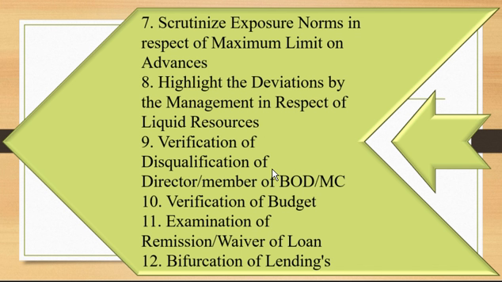Next is examination of remission or waiver of loan. Examine whether any remission or waiver of loan was granted to the borrower during the period under audit. If so, note the number of beneficiaries and other details, and compliance with the procedure specified under the cooperative societies rules.